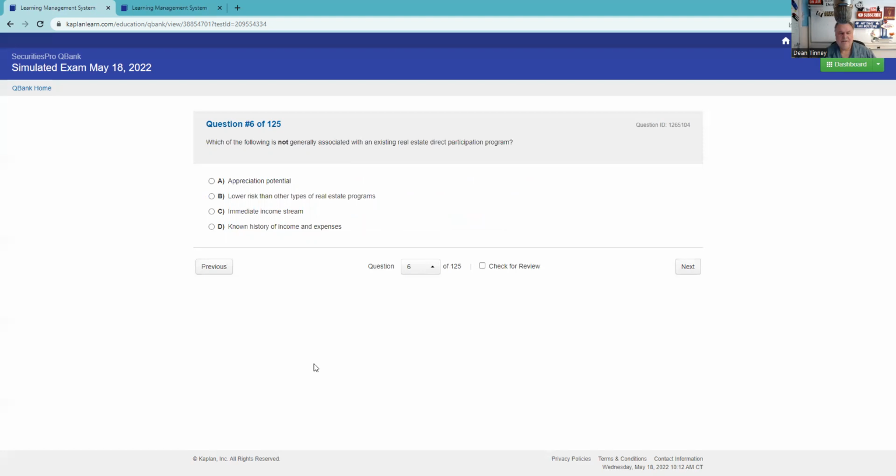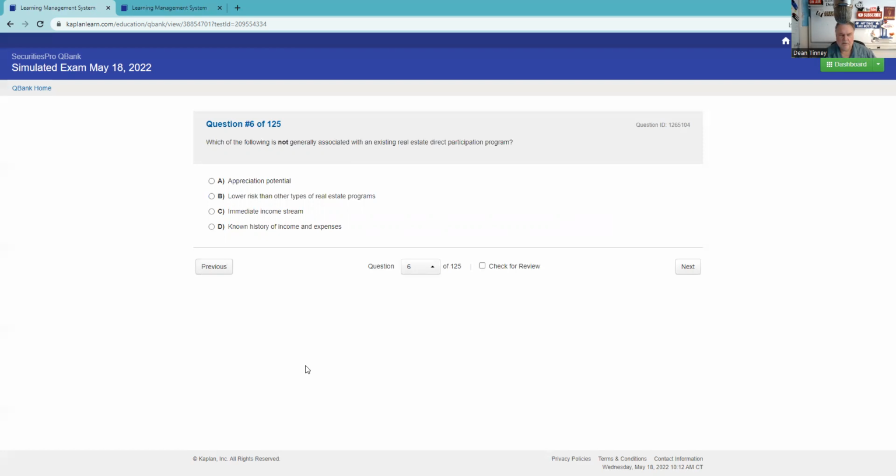Which of the following is not generally associated with an existing real estate direct participation program? So existing, not. I'm going to do process of elimination here. I have a known history of the income and expenses in the property because it's existing. So I know what the rental income stream is, right? And I know what I've spent to maintain the property. So it's much easier to project what the return will be.